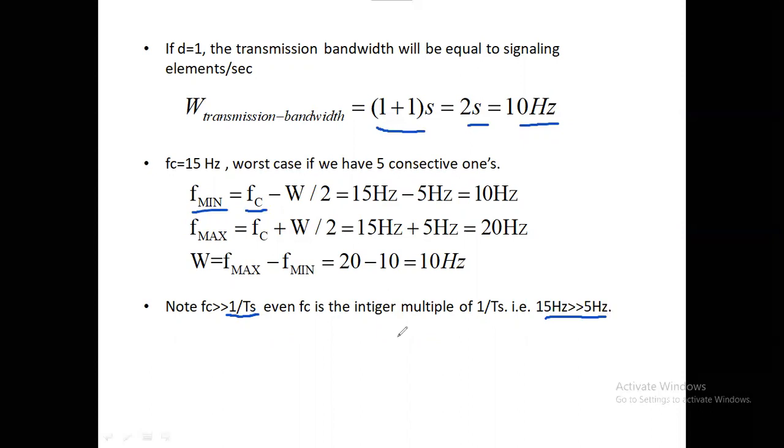So we can say that FC should be much greater than RB, or much greater than RS. In our case, RB and RS are equal. So we can say that FC should be greater than RB. So that is the requirement of ASK.